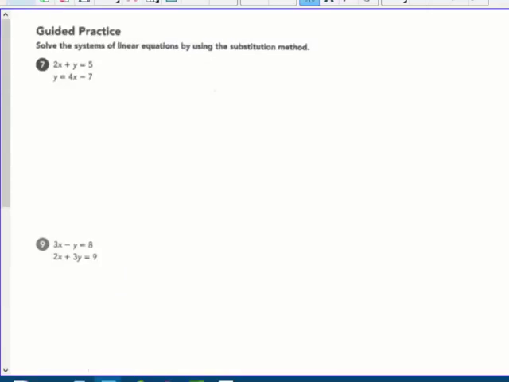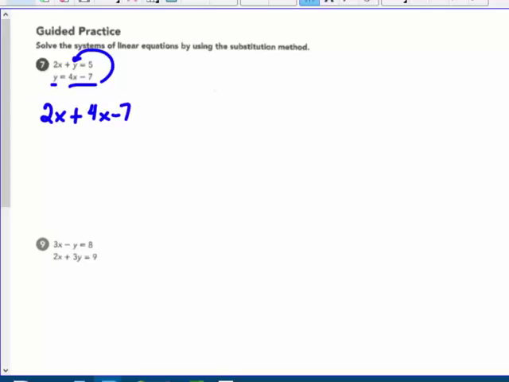Next page. So here's some practice that we're going to do together. Solve the systems of linear equations by using the substitution method. Oh, well, the second equation already is y equals. So this y is going to go right there into that equation. I'm going to substitute in what y equals. Well, y equals 4x minus 7.